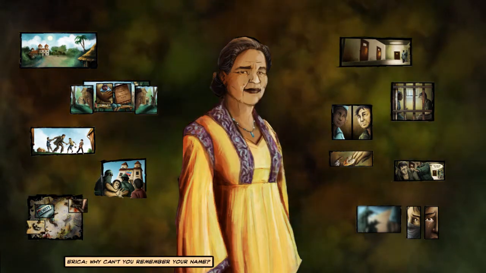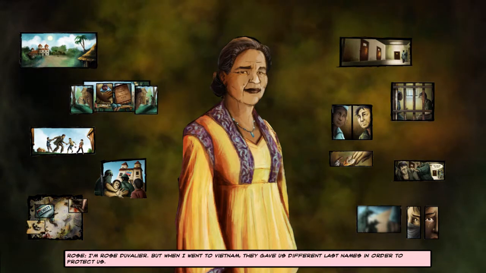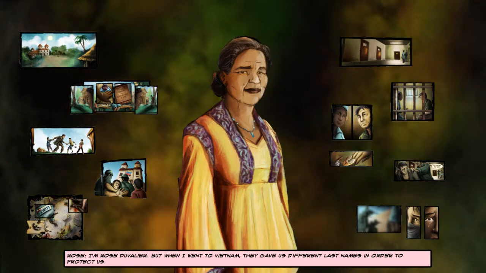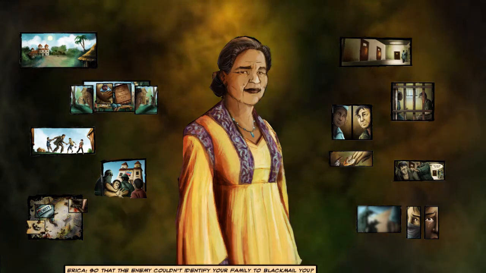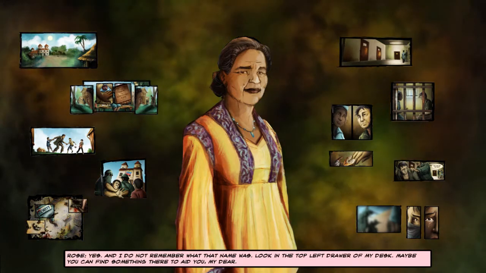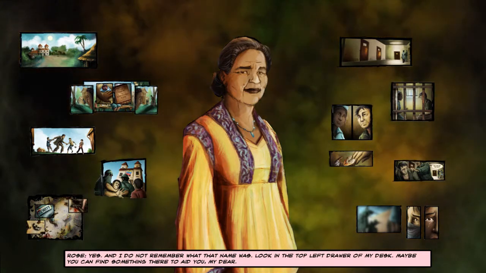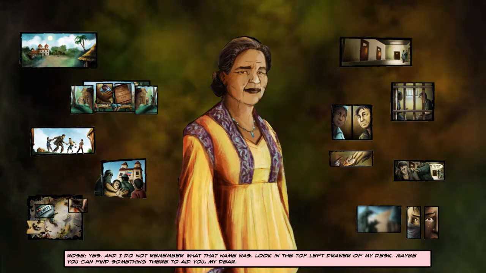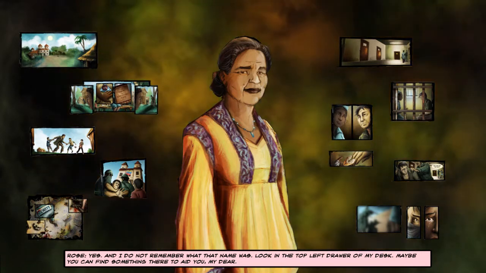Why can't you remember your name? I'm Rose Duvalier, but when I went to Vietnam, they gave us different last names in order to protect us. So that the enemy couldn't identify your family to blackmail you. Yes, and I do not remember what that name was. Look in the top left drawer of my desk. Maybe you can find something there to aid you, my dear.